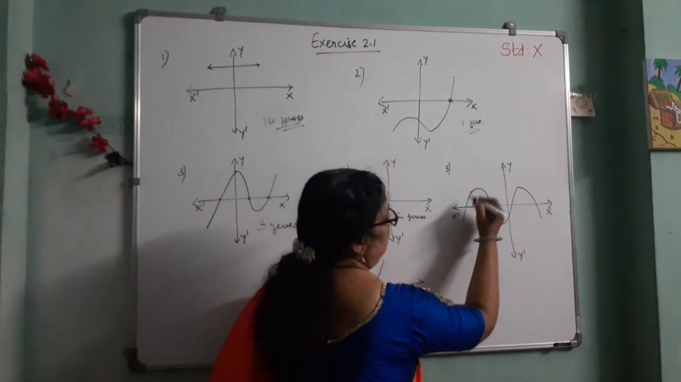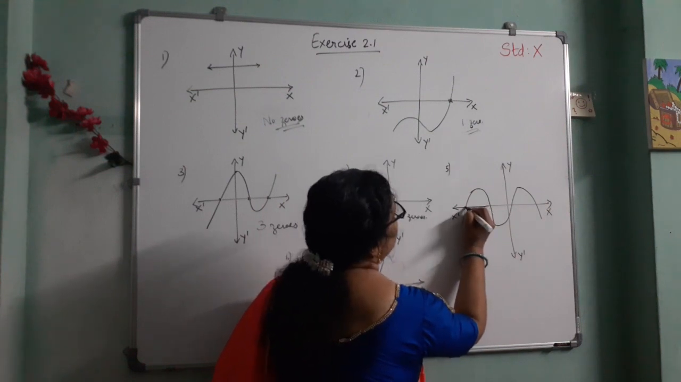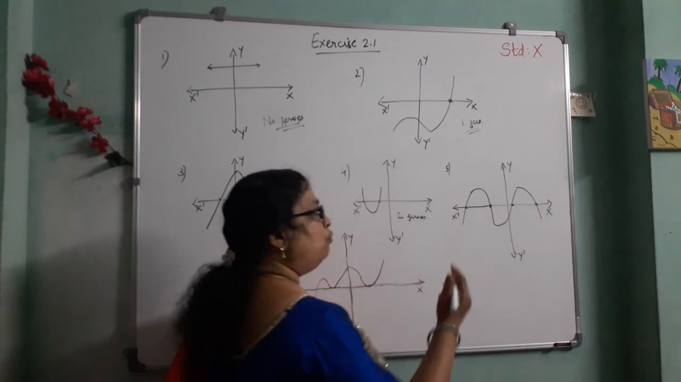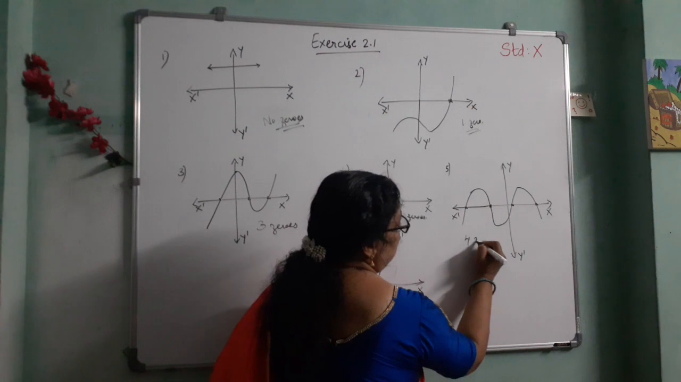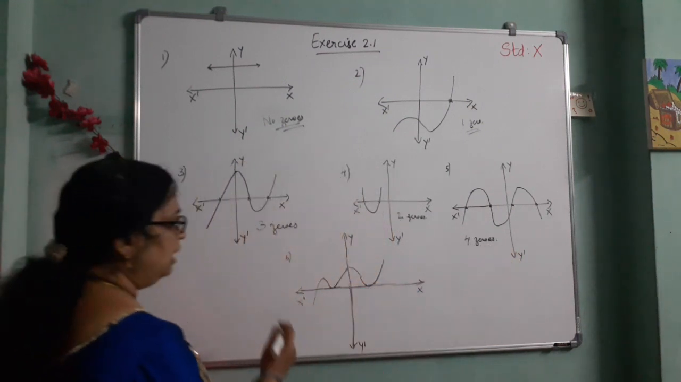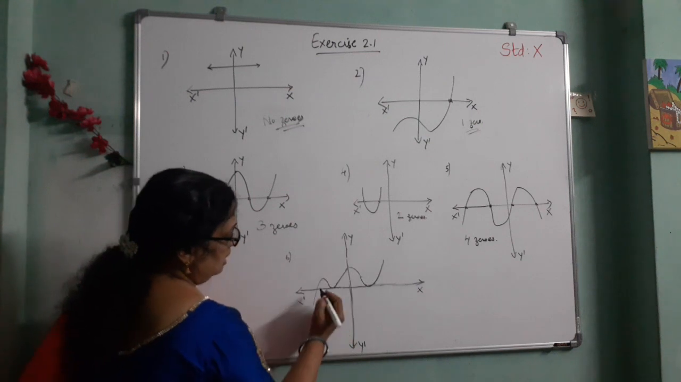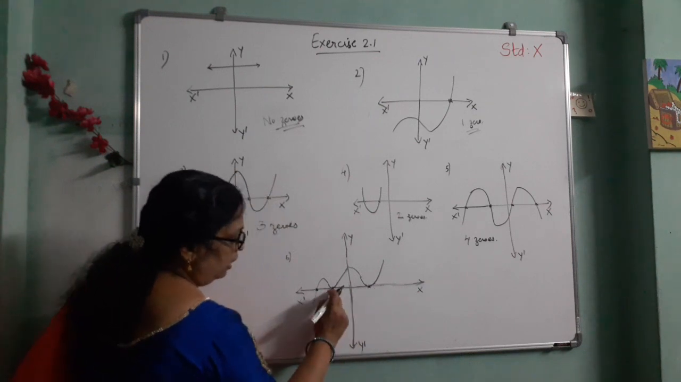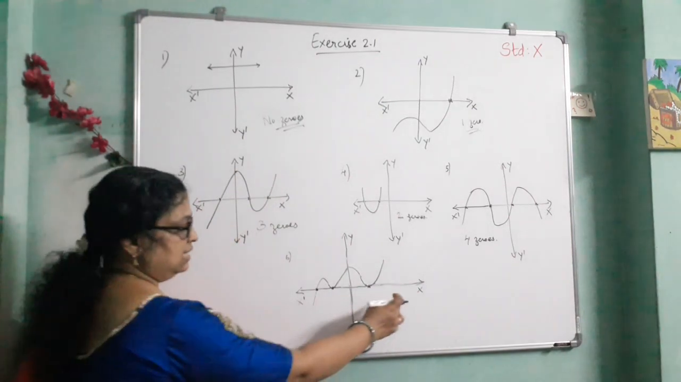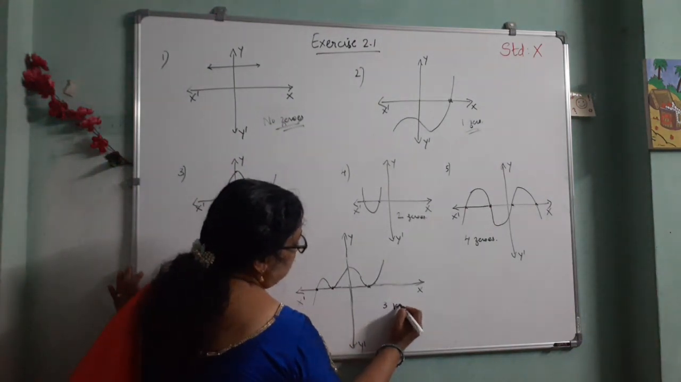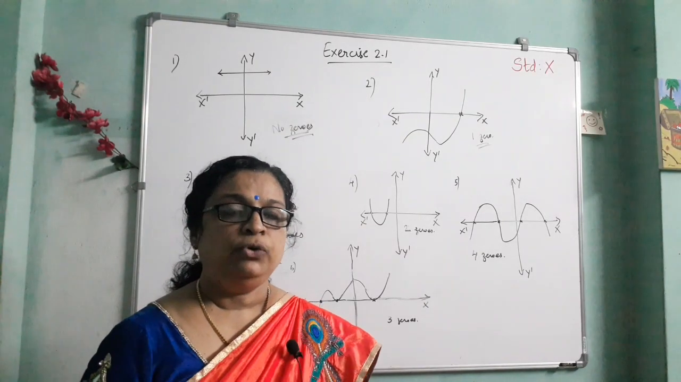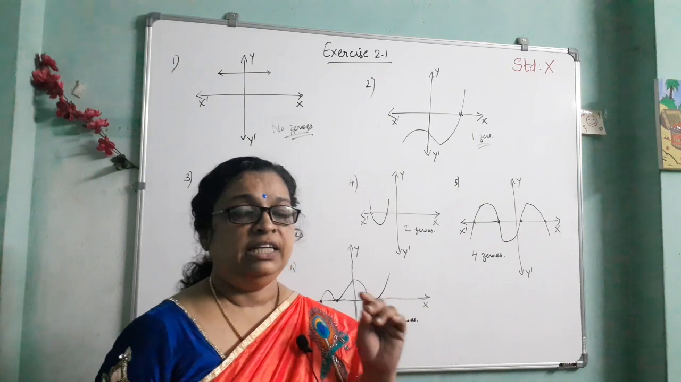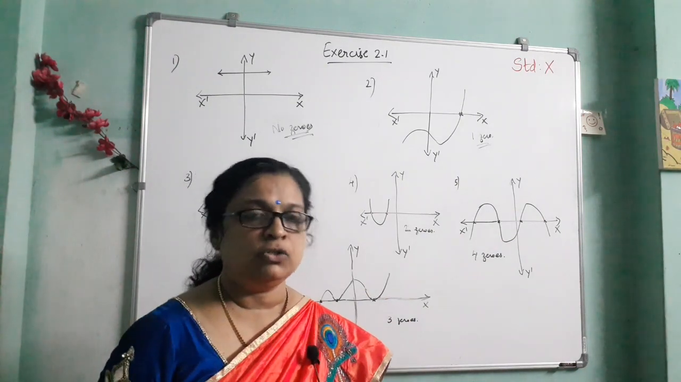Then fifth question, this graph intersects the x-axis at 4 points. So this graph has 4 zeros. And then the last one, the sixth graph, intersects here, then here, 1, 2, 3. 3 points it intersects the x-axis. So this has 3 zeros. Now you know how to find the zeros of a polynomial from a graph. That is, wherever the graph intersects the x-axis, those points are called zeros of that polynomial.